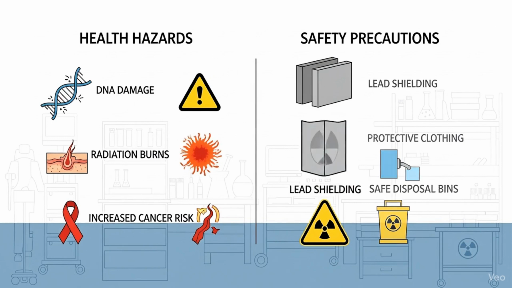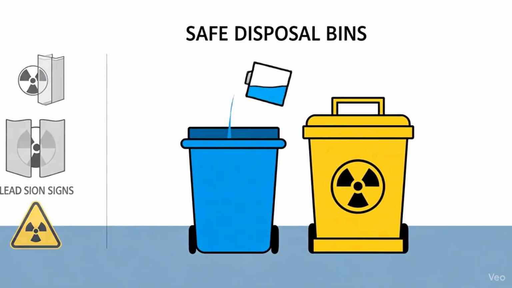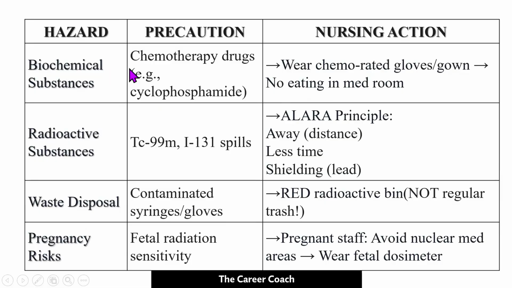So we'll look at some hazards, precautions, and nursing action. There are biochemical substances which are hazardous. Biochemical substances are found in chemotherapy drugs, an example is cyclophosphamide. Nursing action: ensure you wear chemo-rated gloves and gown, and there should be no eating in the med room.